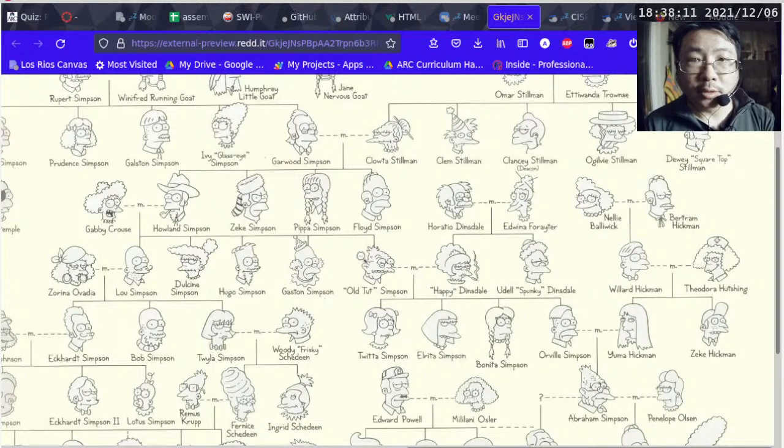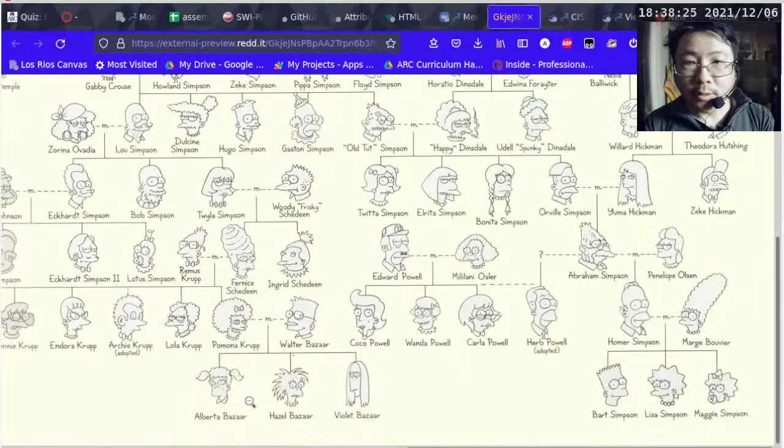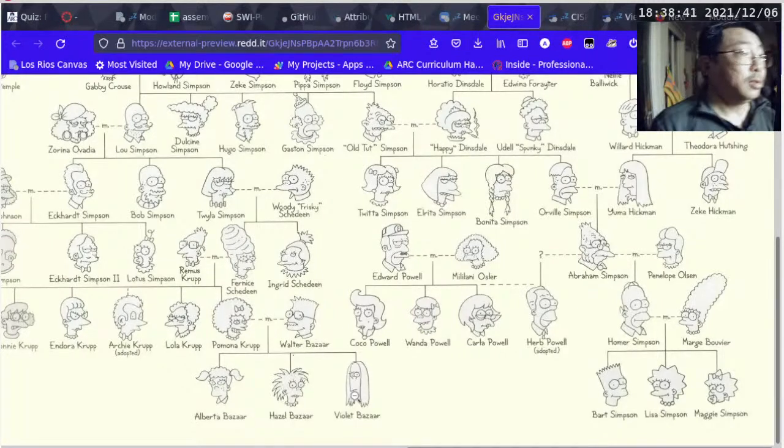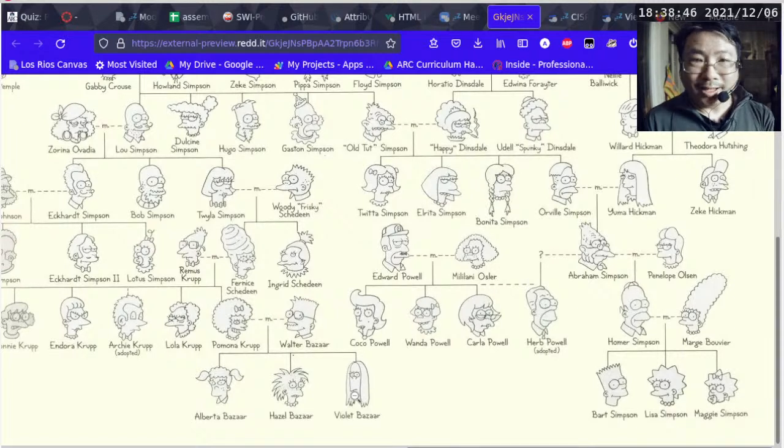So Orville, and then Otut, and then Howland. And then from Howland, I would go down to Twyla, and then from there go to Furnace, and then from there get to Pomona, and then from Pomona you want to get to Alberta, Hazel, and Violet. So that would be the subtree that I think is going to be applicable. Okay, great.